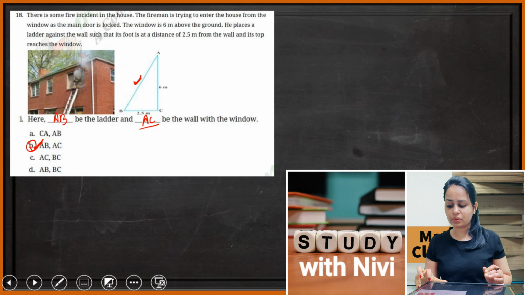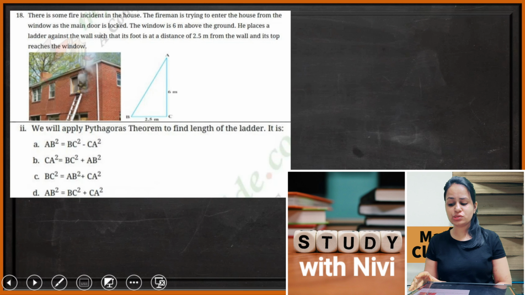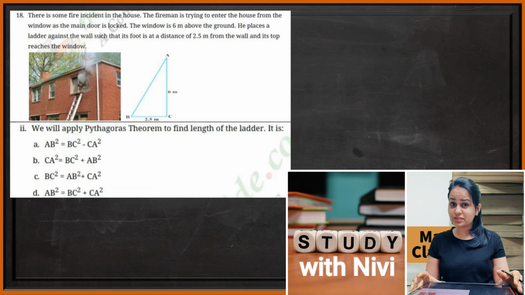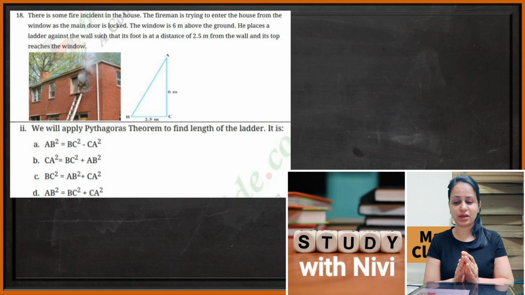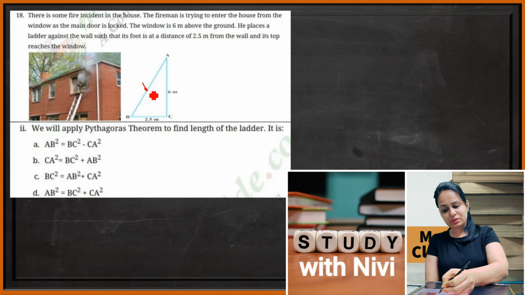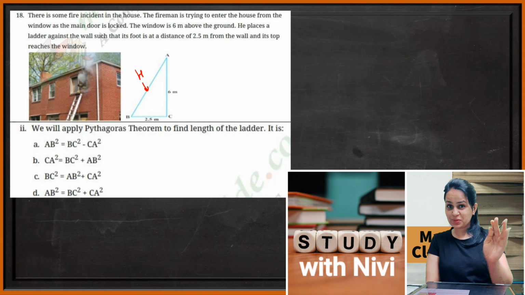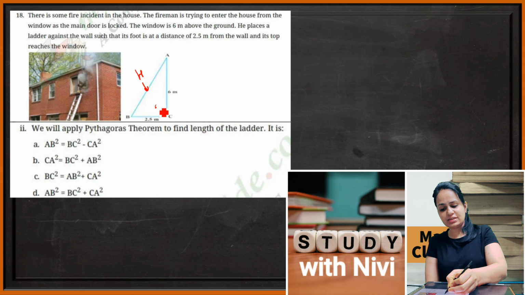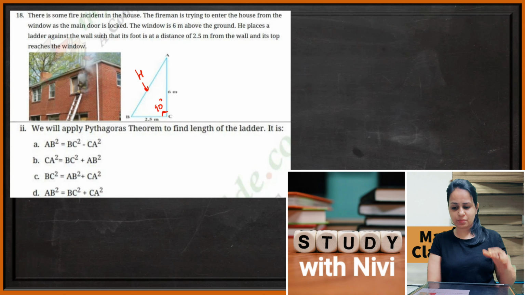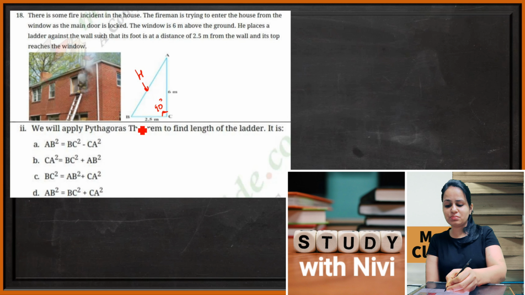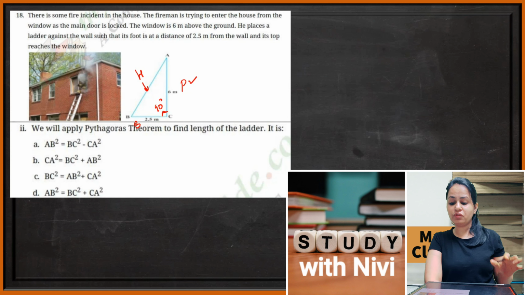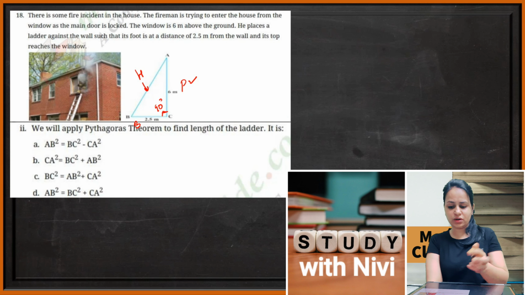Now coming on to part number 2. Part number 2 says we'll apply Pythagoras theorem to find the length of the ladder. Obviously, since it is a right angle triangle, we can apply Pythagoras theorem over here. So using Pythagoras theorem, how can you find the length of the ladder? As you can see, ladder over here is the hypotenuse, right? Hypotenuse क्या होता है? 90 degree के just सामने वाला side is known as hypotenuse. And where is the base? BC is the base. And where is the perpendicular? AC is the perpendicular.